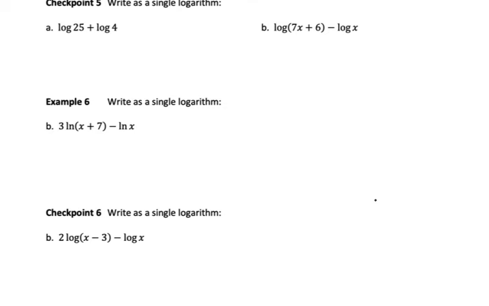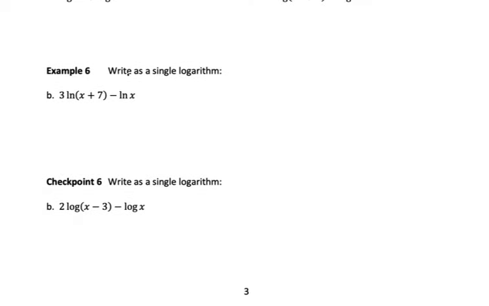We're going to do one more example here, and this is part B from example 6. So again, we're condensing or writing as a single logarithm. Now, when we're condensing, what we always want to do is look for powers first. So if there's any numbers in front of logs, or in this case, it's ln, but any numbers in front will go on as exponents. That's what we want to do first. So this is ln of x plus 7 to the third minus ln of x.